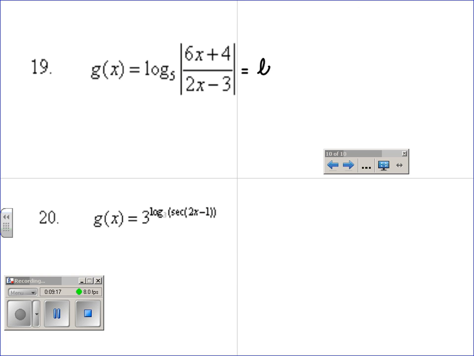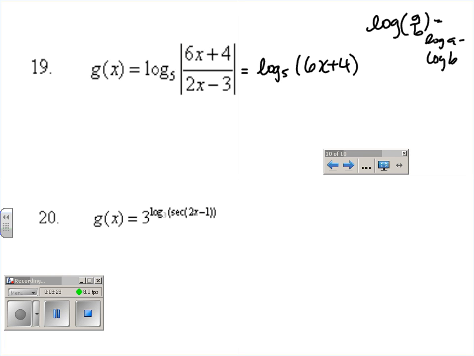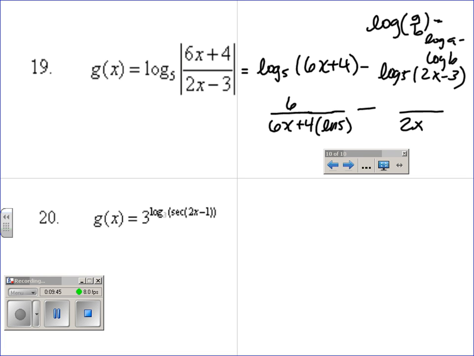Alright, rewrite this. Do not use the quotient rule if at all possible. So remember the log of a over b is the same as the log of a minus the log of b. So this is the same as this. The derivative of log of 6x plus 4, 6x plus 4 goes in the bottom. The derivative of this goes in the top, and then you have to divide by the natural log of 5. Minus 2x minus 3 goes in the bottom. The derivative of this, which is 2, goes in the top, and then you need to divide by the natural log of 5. You can just keep it like this. You don't need to find a common denominator.